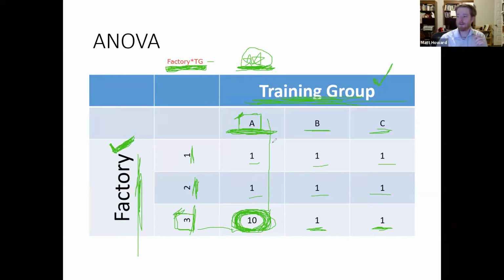Okay, so therefore, in short, a two-way ANOVA can tell you whether you have a significant effect of factory, whether you have a significant effect of training group, but also whether there's an interaction between factory and training group, which would indicate that the effect of one depends on the other. And you see that here with this one combination being significantly higher than all the others.